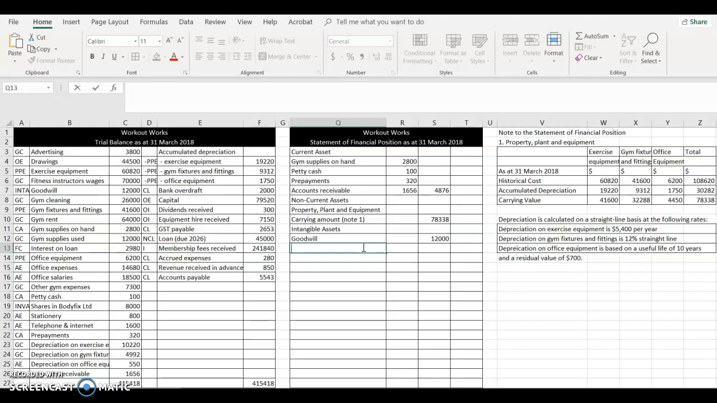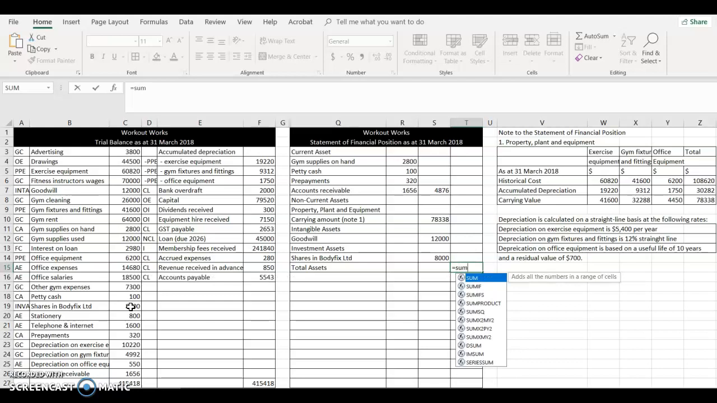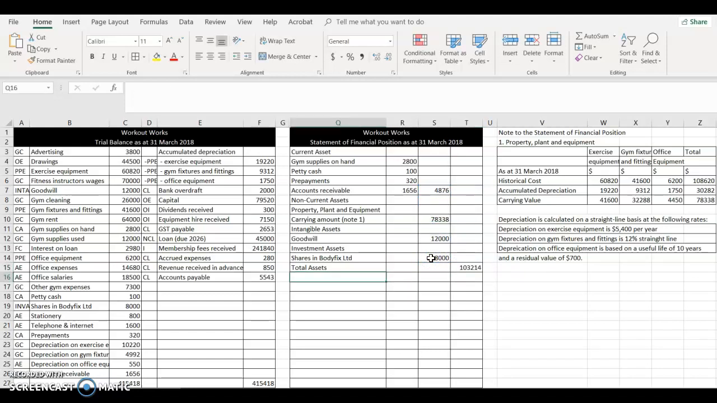The last one we have is investment assets. There's a lot of marks here. Well, actually not a lot of marks for quite a bit of work, but we've got to go through the process anyway. And just those shares and body fix. So in the end we'll have total assets, heading up all your current and non-current. So you can auto sum. And that's the value of what we own.